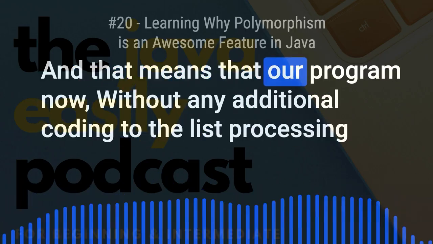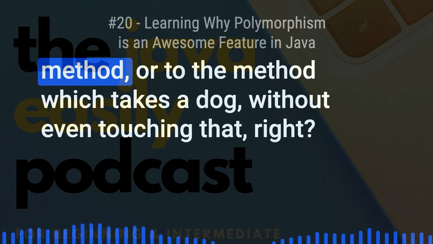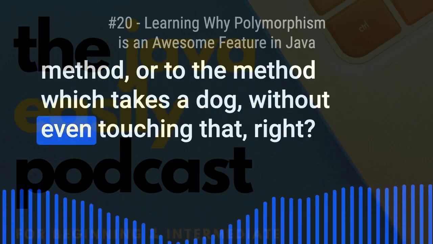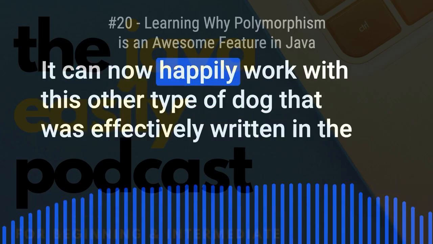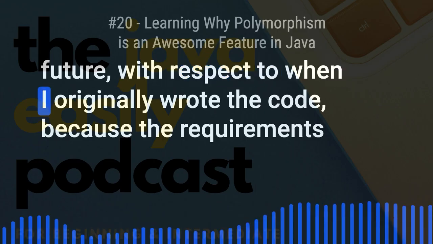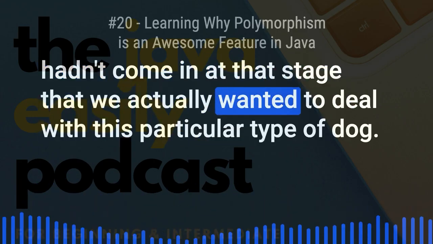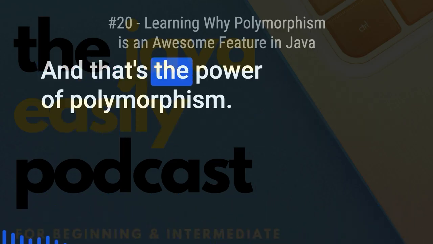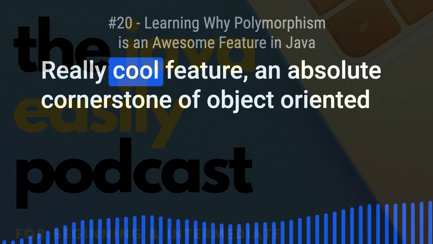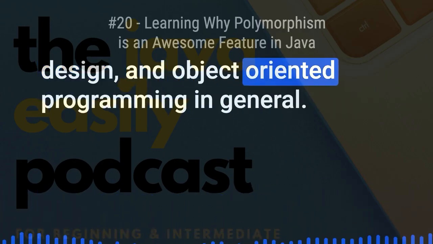And that means that our program now, without any additional coding to the list processing method or to the method which takes a dog, without even touching that, can now happily work with this other type of dog that was effectively written in the future with respect to when I originally wrote the code, because the requirements hadn't come in at that stage to deal with this particular type of dog. And that's the power of polymorphism. Really cool feature, an absolute cornerstone of object-oriented design and object-oriented programming in general.